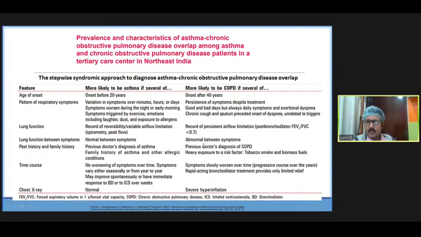There is abnormality between symptoms, and there is usually heavy exposure to a risk factor. This is smoking and biomass fuels. And symptoms slowly worsen over time, and rapidly acting bronchodilator treatment provides only limited relief. On chest X-ray, there is usually hyperinflation and emphysema. So these are the main differentiating points between asthma and COPD.